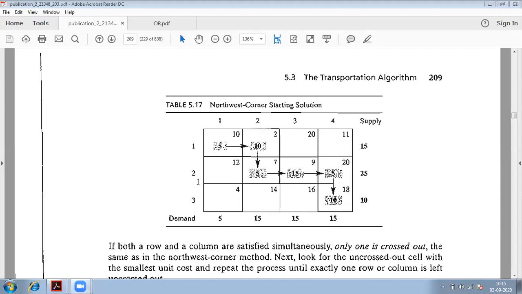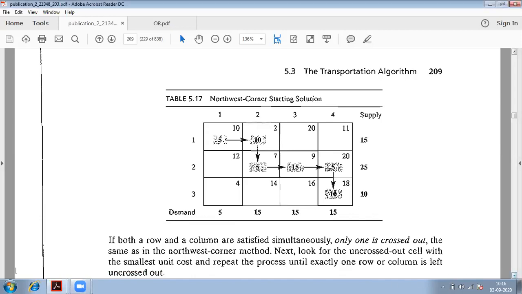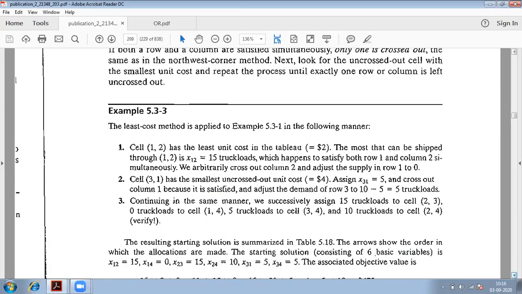Now after that, you have to calculate 10 into 5, 2 into 10, 7 into 5, and 9 into 15, and 20 into 5, and 18 into 10. So this is the cost of transportation. You have allocated 5 into rupees 10, 10 into rupees 2, and 5 into rupees 7, and 15 into rupees 9, 5 into rupees 20, 10 into rupees 18. And if you calculate, automatically you will get the particular transportation cost through Vogel's approximation method.